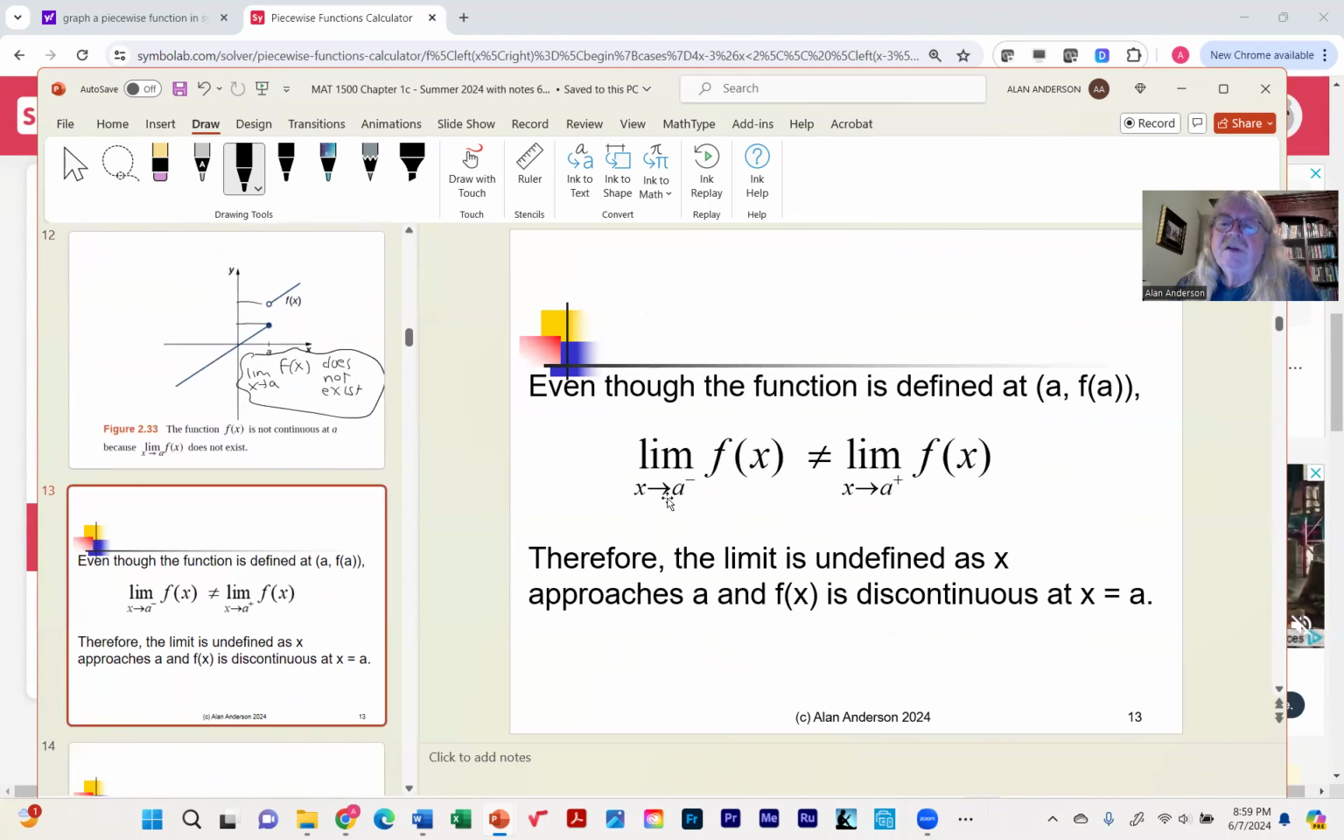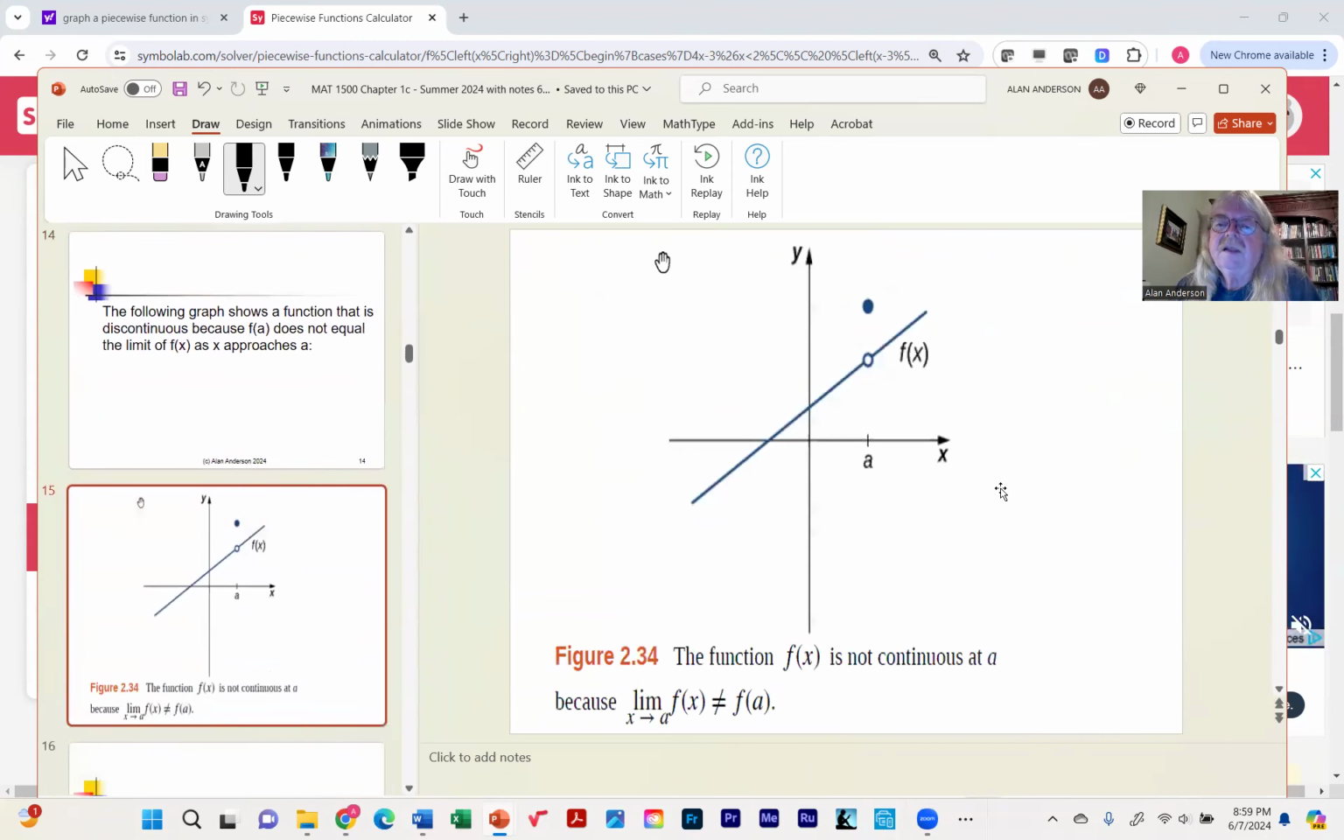Yes, and so the limit from the left-hand side and the right-hand side are different, meaning that the two-sided limit is undefined. That implies that the function is discontinuous. Now, here's another case.